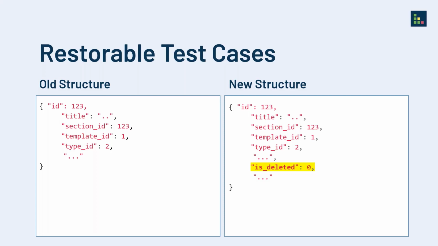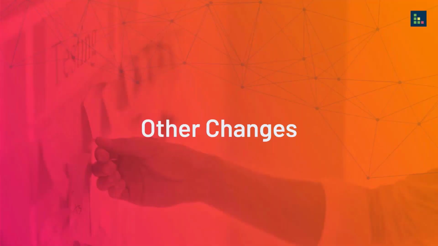And once again, the delete case endpoints will permanently delete test cases. So the is_deleted status is used just to mark a test case as being in the deleted state. We do have a couple of other final changes to mention for TestRail 7.0.